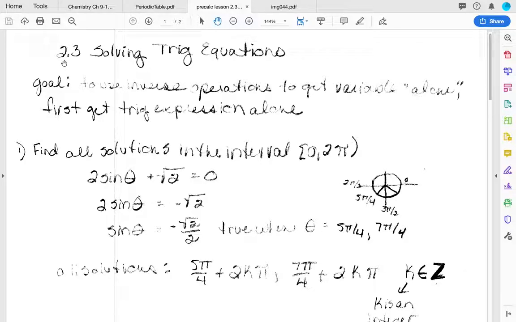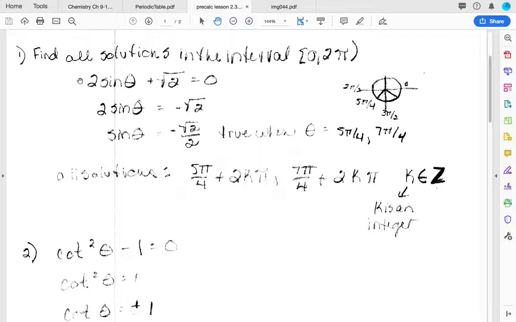All right, section 2.3. Sorry about the scan. It's my home scanner. It's not quite as good as the school scanner. But 2.3 is solving trig equations. So now we're looking at equations with trig expressions in there. And of course the idea is just to use inverse operations to get your variable alone or find what your x value is. And your goal is to first get the trig expression alone. So we're going to go through, I think, 5 different examples.